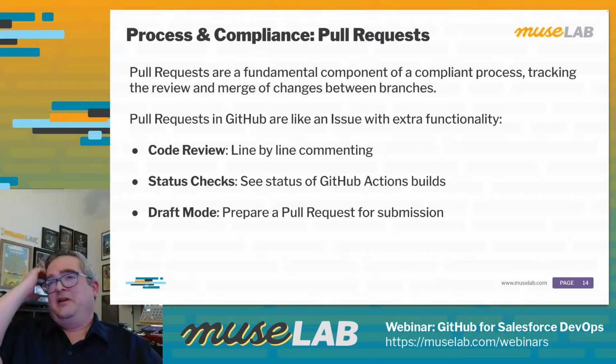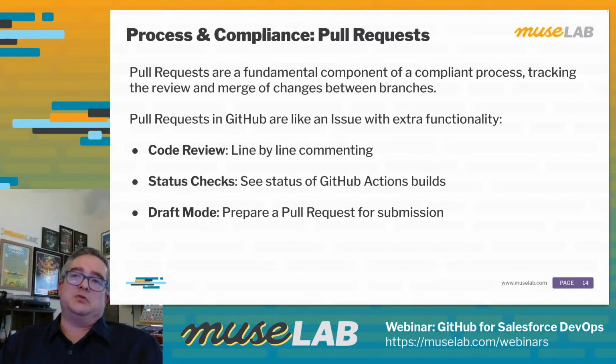Next, and related to issues: if issues are where feature requests and bugs and things like that come in and are tracked, pull requests are what track the merge of change between two branches. A pull request would say, I have a feature branch, I've implemented this feature, I want to merge this feature into the main branch. And a pull request operates in GitHub like an issue. It actually has an issue number, just like an issue does.